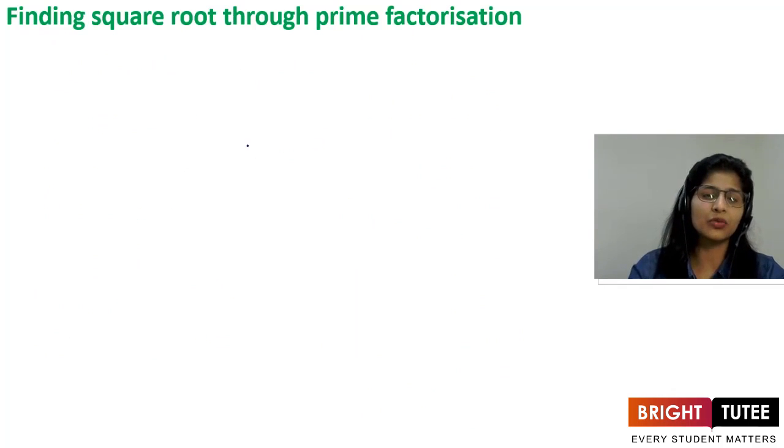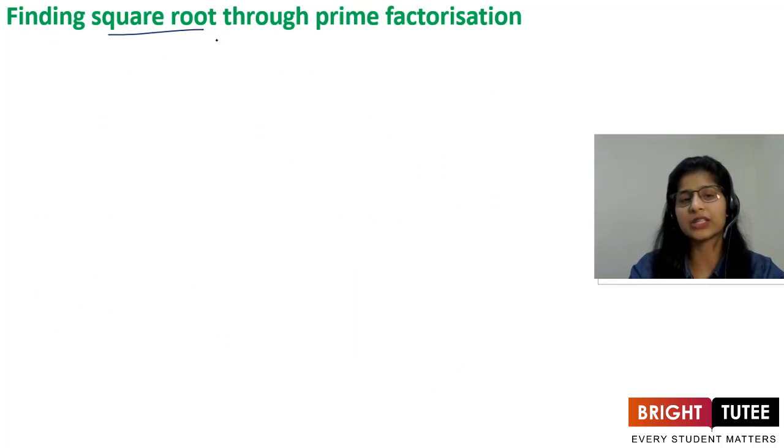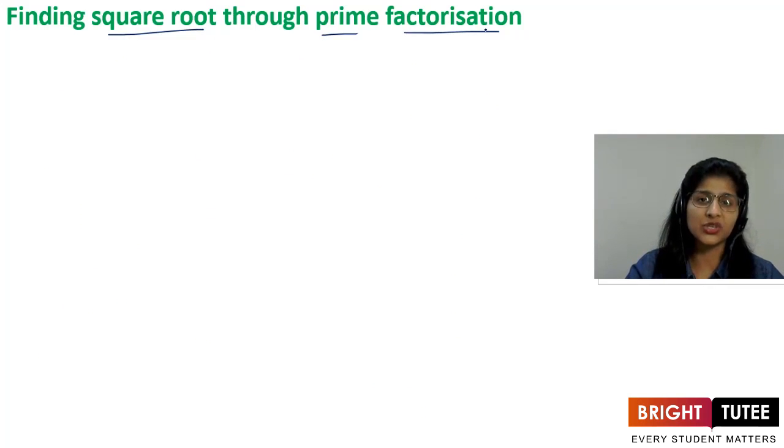So now we are going to find square root. There is another method to find the square root, that is using prime factorization. Because we have observed that the method of repeated subtraction includes a lot of calculation and is time consuming. Yes, the method is quite easy to understand. We just have to subtract the odd numbers, but subtracting those and counting the number of steps is taking a lot of time. So to avoid that, there is a new method, that is prime factorization.